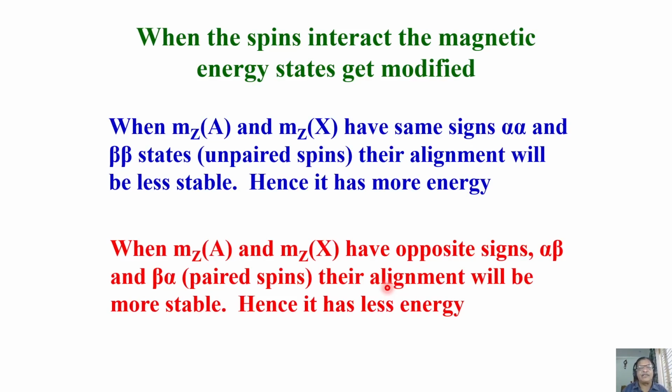What happens with the interaction and non-interaction? In the non-interacting case, there was no change in the energy level. Alpha alpha was here, beta beta was here, and alpha beta, beta alpha. This is very clear. But when they start interacting, something is going to happen to the energy levels. It won't remain the same. What happens? Alpha alpha and beta beta have more energy, whereas beta alpha and alpha beta states have less energy.